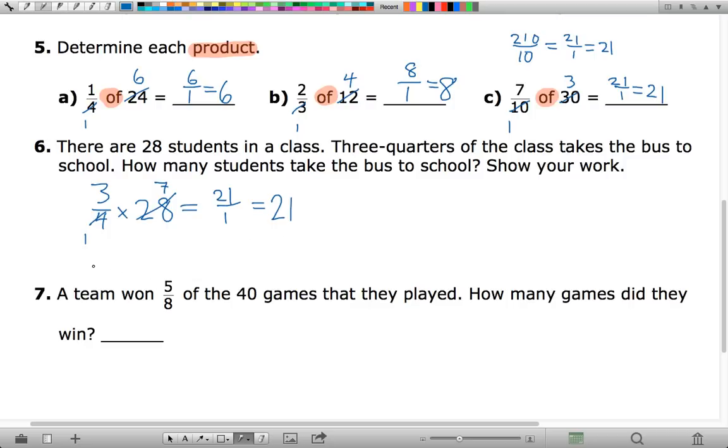So making a final statement here. Therefore, 21 students take the bus to school.